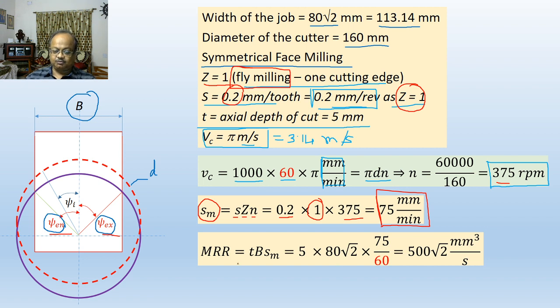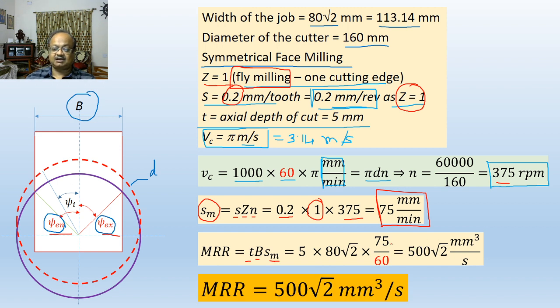So MRR would be axial depth of cut, width of the job into SM, and if we do that, we get an MRR of 500 root 2 millimeter cube per second. Here again we are dividing everything by 60 to convert from millimeter cube per minute to millimeter cube per second. So that comes out to be 500 root 2. This is a very simple way of estimating material removal rate. This we have already done in the class.